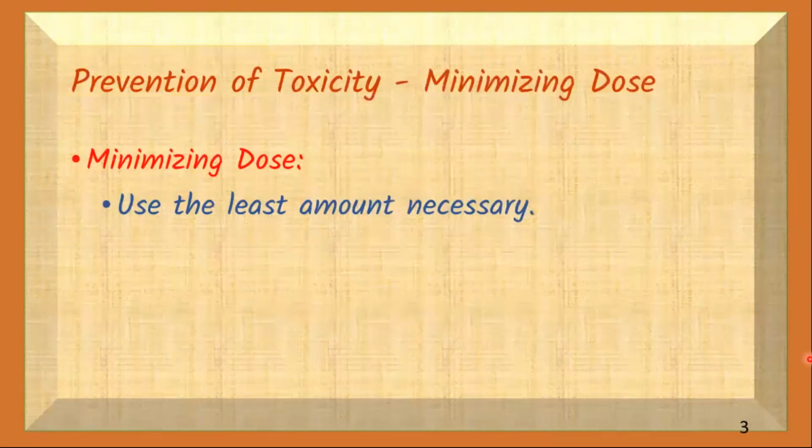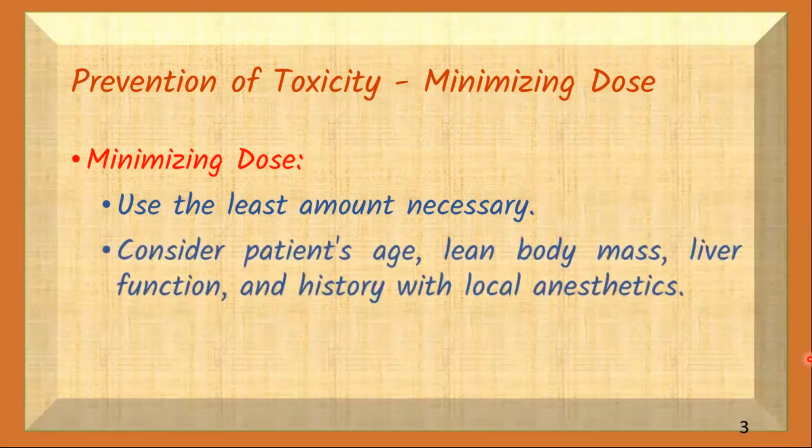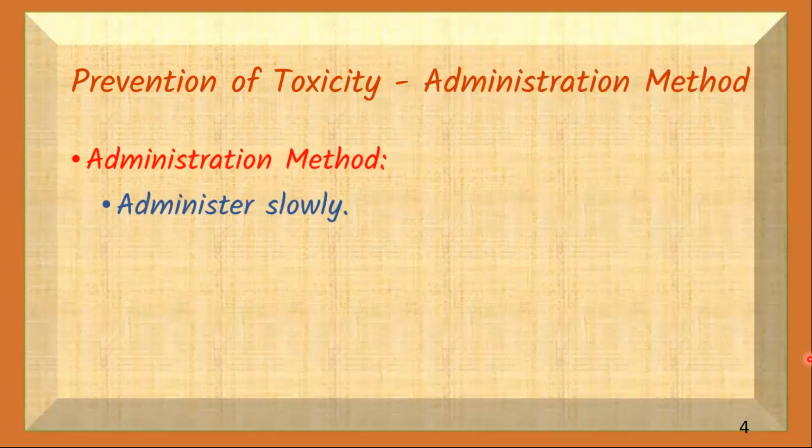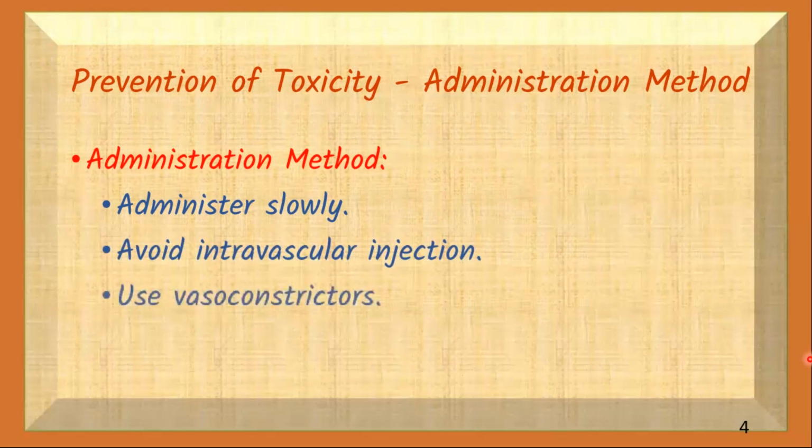To prevent toxicity, it is crucial to use the minimum effective dose of local anesthetics. The dose should consider factors like age, lean body mass, liver function, and any history of issues with local anesthetics. The drug should be administered slowly, avoiding intravascular injection.